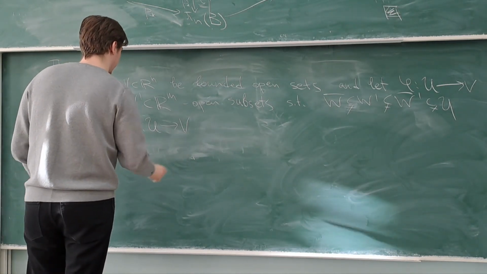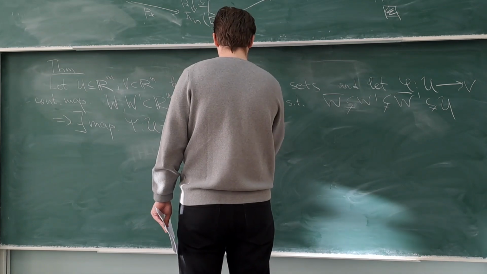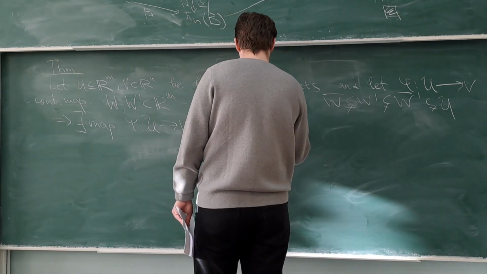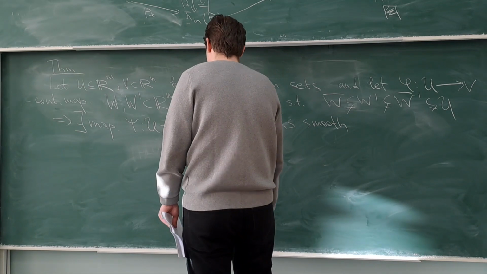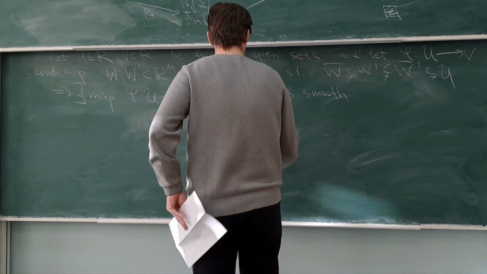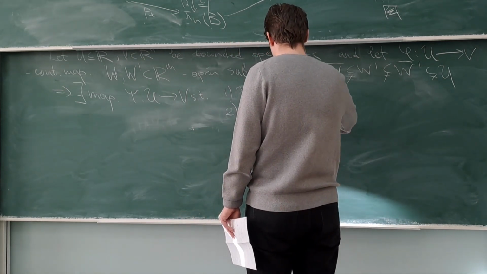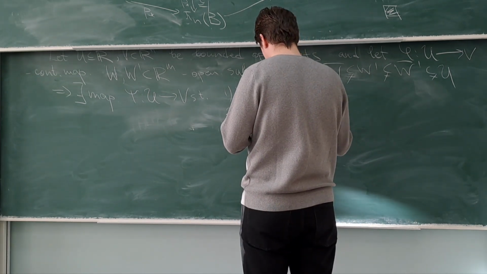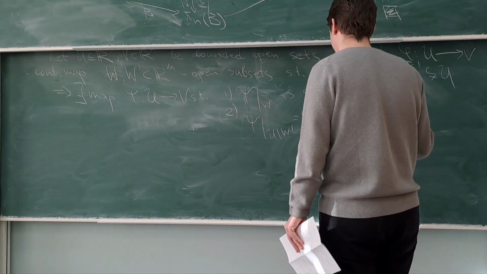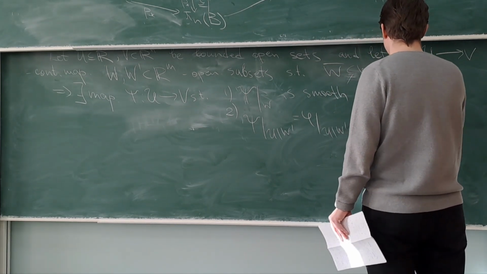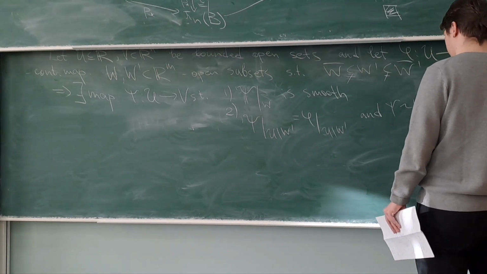psi from U to V, such that, first of all, the restriction of psi on W is smooth, and secondly, the restriction of psi to U minus W prime coincides with the restriction of phi, and they are homotopic relative to this complement.